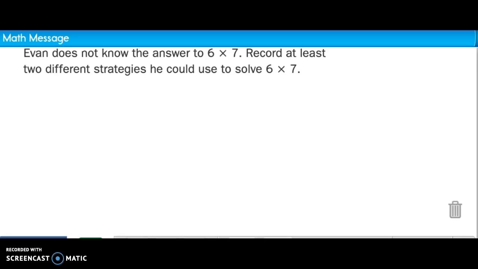So I want you to think of the different strategies that we've learned and see what we could do to solve this. So first of all, I'm going to put a line right here so that you can see the 2 different strategies that I'm going to use. And maybe you can think of other ones.